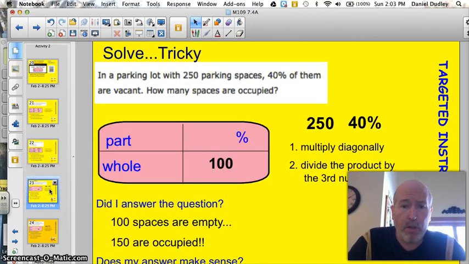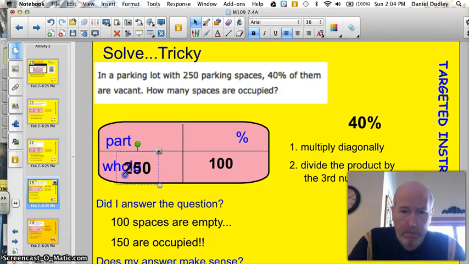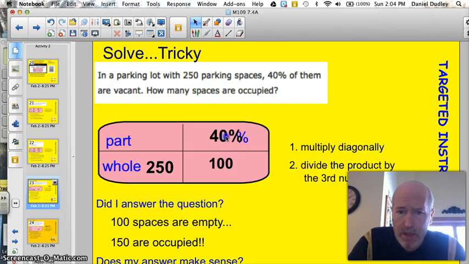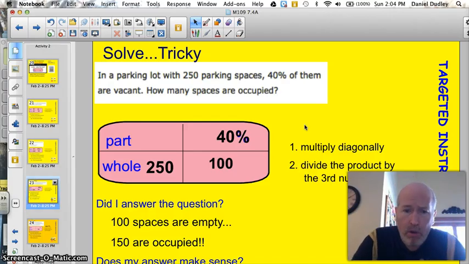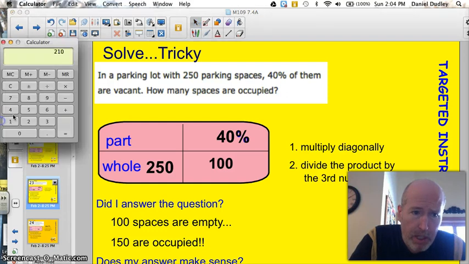In a parking lot with 250 parking spaces, 40% of them are vacant. How many spaces are occupied? All right, well, I know that there's a total of 250, so I can pop my 250 in. And 40% of them, I'll lay that right over the top, 40% of them are vacant.